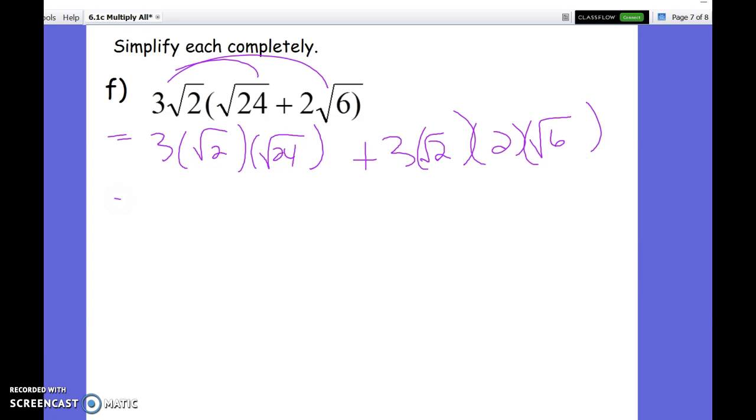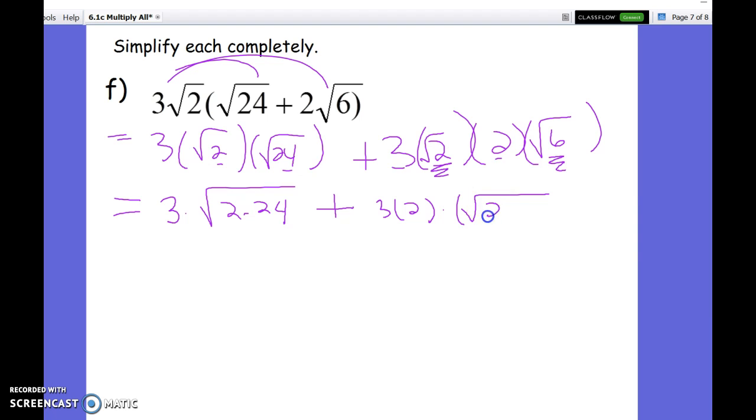So let's just go ahead and organize everything. Well, our 3 is going to stay outside. Since 2 and 24 are both under the radical, we could combine those into 2 times 24. And then we're adding. Here we've got our 3 and our 2. Those are both whole numbers, so I'm going to put my whole numbers together. And then since square root of 2 and square root of 6 are both underneath the radical, I'm going to put those underneath 1 radical. So again, all we did was simplify, organize our terms a little bit here.